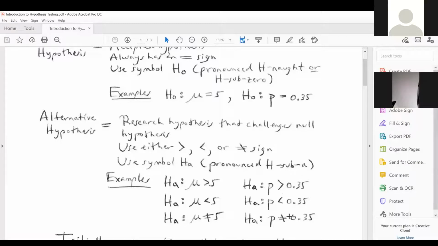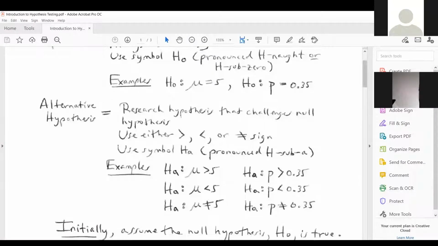Now, when these hypotheses are written, the null hypothesis will have a number next to the equal sign. It could be a mean, or it could be a proportion. That number must match the number shown in the alternative hypothesis. It can't be a different number. It has to be the same number. So 5 has to be in one of these 3. Same thing here. The proportion is 0.35 with a null, so 0.35 is in whichever one is chosen as the alternative hypothesis. They have to match. So that's important. Dr. Williams did not mention that.